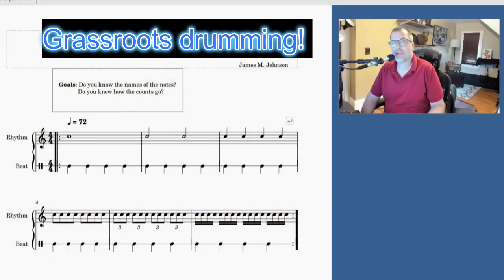Some of my viewers and learners have asked about rhythm, and I've been requested to build up a rhythm playlist. So here we go. You're looking at the rhythm at the top line, which is piano sound, and then the beat. The whole note, remember, will sustain in this case for 4 beats.